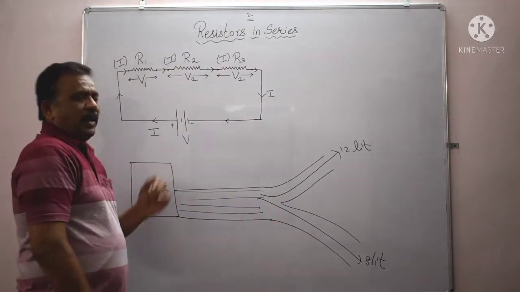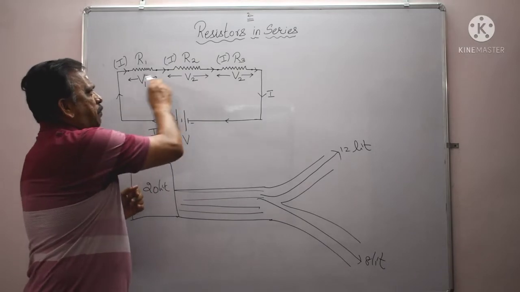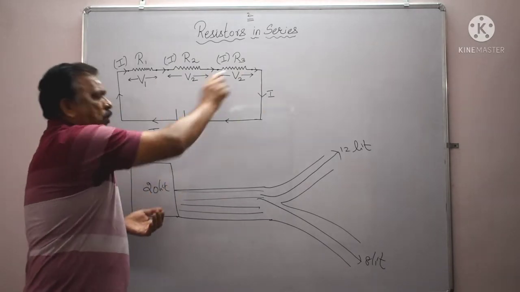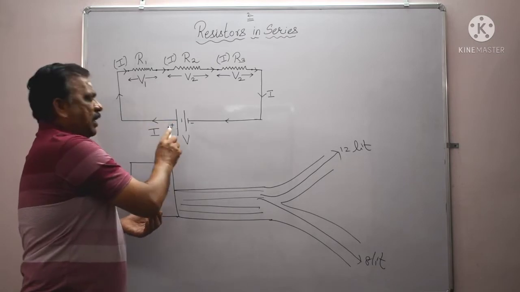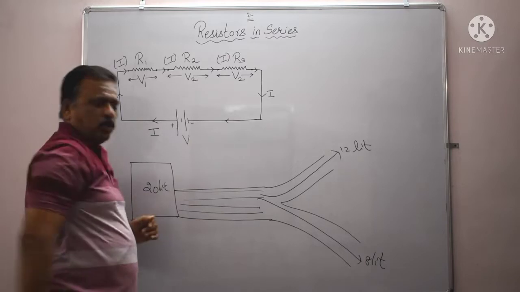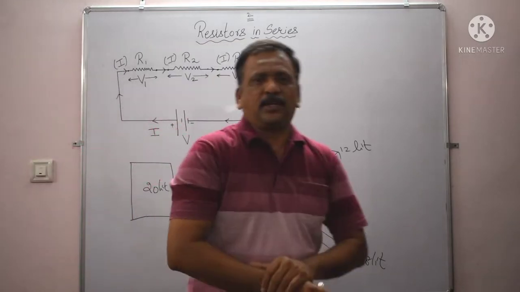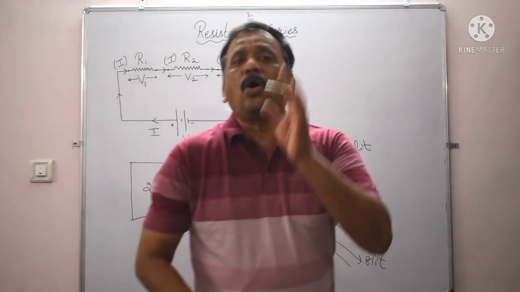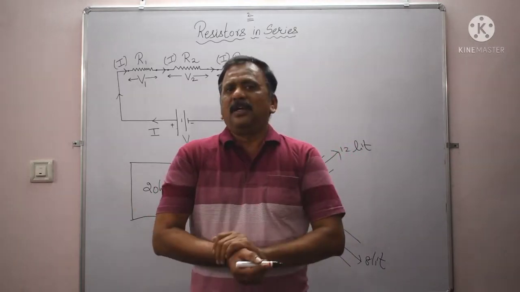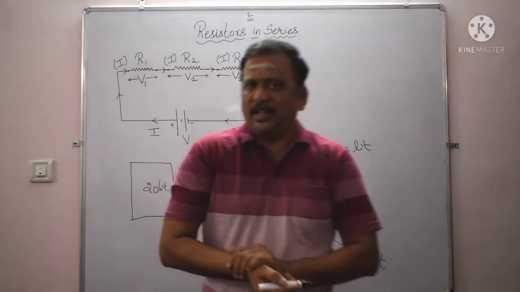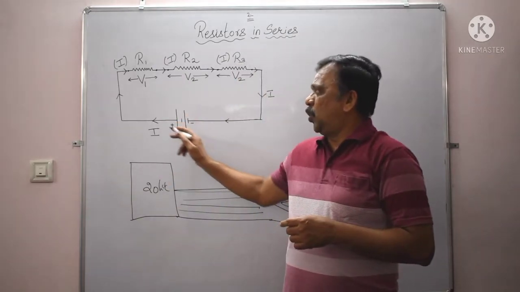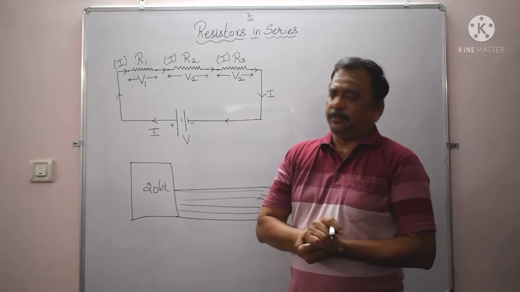So in series combination, there is only one path for the flow of current, and hence through all the components the same current, that is the current supplied by the battery, will be flowing. Which means in series combination, the current flowing through all the components will be equal to one another. And not only will they be equal to one another, they will also be equal to the current supplied by the source. Here it is nothing but the battery.